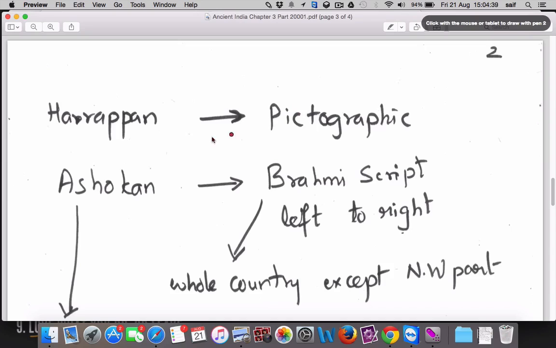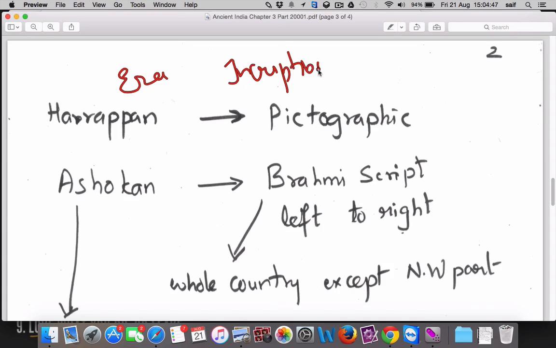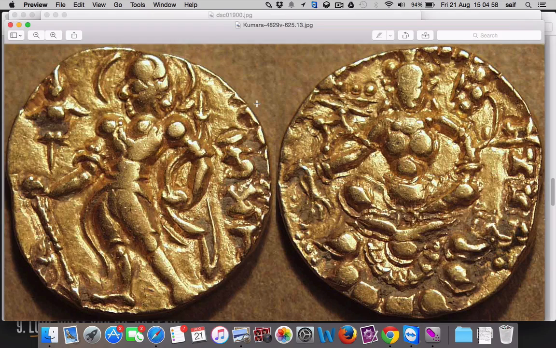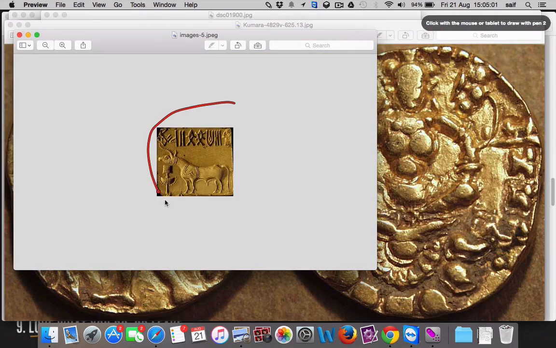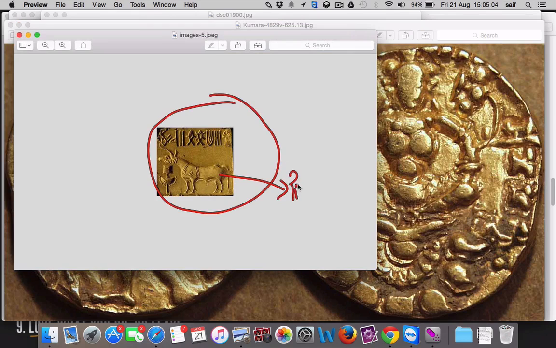Now this is the era, and this is how the inscription was done. In the Harappan civilization, the inscription was done in pictographs. Just now I have shown the seal. This is the seal of the Harappan civilization. This is a pictorial image of a unicorn-type horse and a bull. And there are some symbols at the top, which are also in pictorial form.